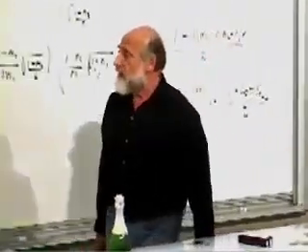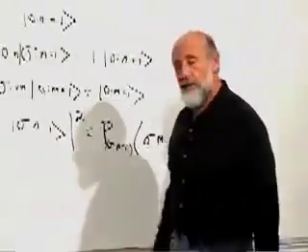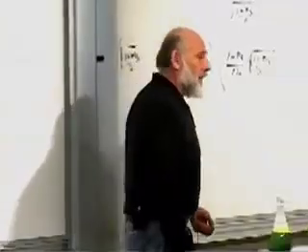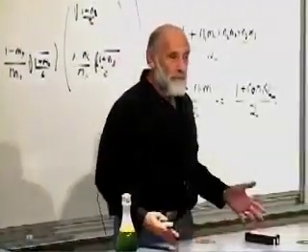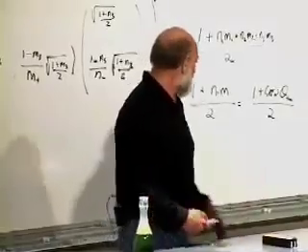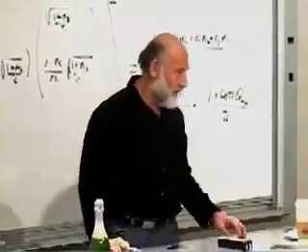So the first thing it says is that if you prepare the electron pointing along the n-axis, and then you measure it along the n-axis, you will definitely find it up. You made it up, you measure it, and you find it up. That's a good thing. What about if n and m are opposite to each other?